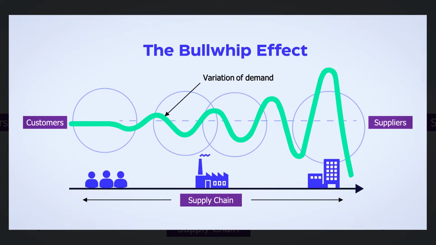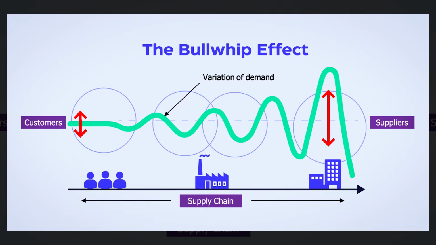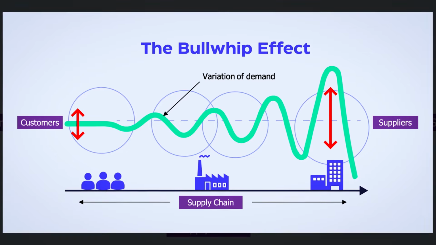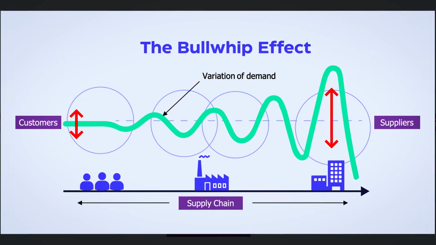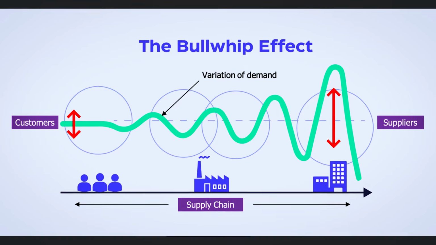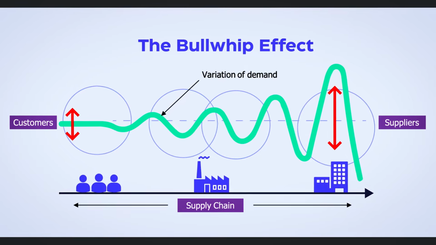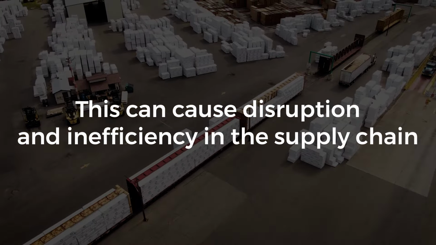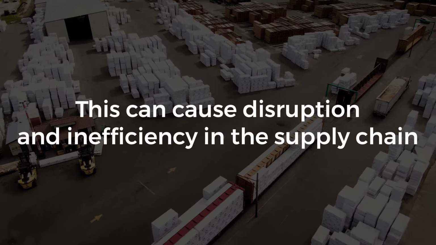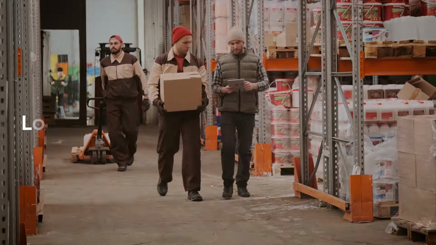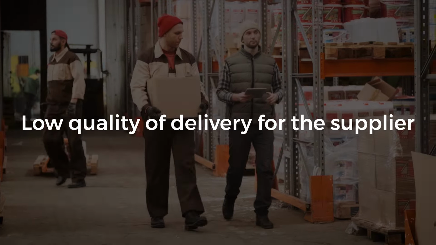This means that minor changes in the demand at the customer or end user level can be magnified as they move upstream in the supply chain, resulting in larger, more unpredictable swings in the demand at the supplier level. This can cause disruption and inefficiency in the supply chain, resulting in higher costs and low quality of delivery for the supplier and ultimately for the consumer.